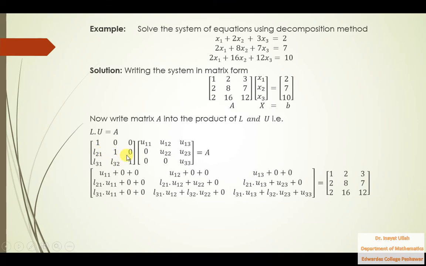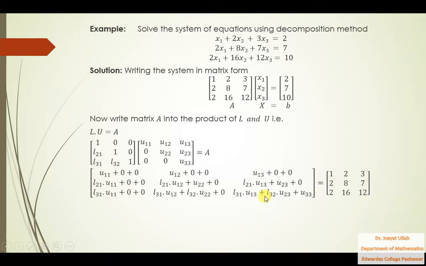Now take the second row and multiply it with the first column and write it here. Multiply the second row with the second column and write it there, and multiply the second row with the third column and write the answer here. Similarly proceed in the same manner. Multiply the third row with the first column, write it here, multiply the third row with the second column, write the answer here, and multiply the third row with the third column and write the answer here. This is equal to A, so write A here.